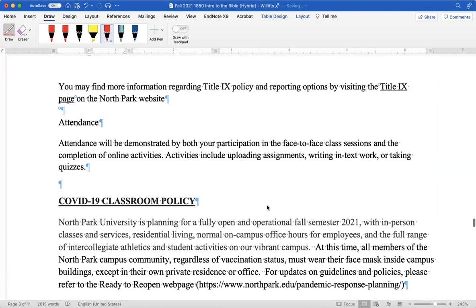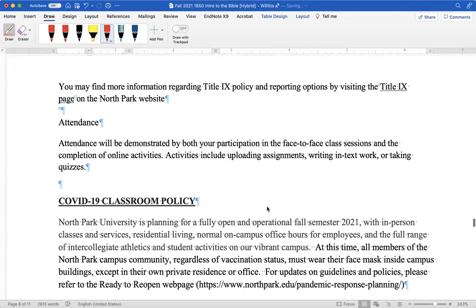Attendance, you'll demonstrate your attendance by being in class on Mondays. I'll take attendance. And by your participation on Canvas. I can map your participation on Canvas. I can see how many hours or minutes, depending, you spend on Canvas. I can see how you're doing with your assignments. Are you staying up with your assignments? Are you getting things done on time? All of that will suggest your attendance in our class.